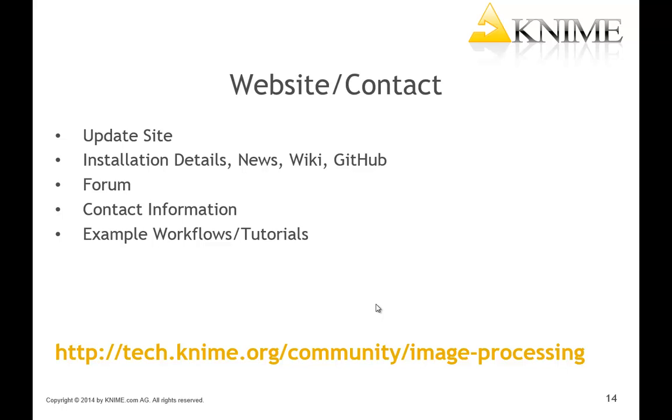You can see all our plugins on the KNIME website, on our website, which is tech.knime.org community image processing. There you find our update sites. You find details about installation, how to install KNIME Image Processing. Then you find some news. You find a wiki, GitHub links. So our code is open source, and you can find it on GitHub. Then you find our forum and our contact information.